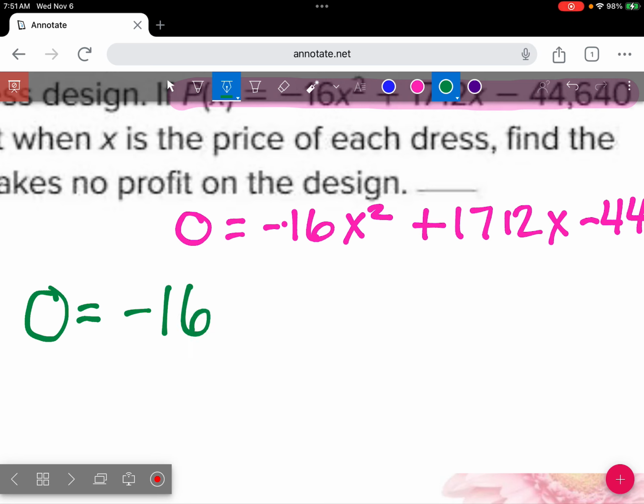Big numbers. I want to factor out a GCF of negative 16 because I really don't want to have to deal with minus x squared and factoring. So if I take our minus 16x squared and divide it by minus 16, we get x squared. We like that better. I'm going to take 1712 and divide it by negative 16, and that's going to give us negative 107x, which sounds like a radio station.